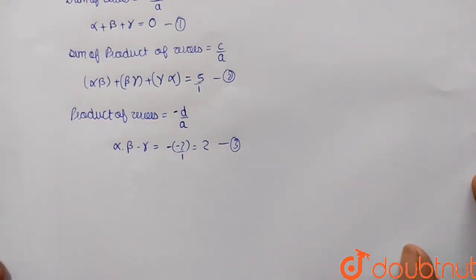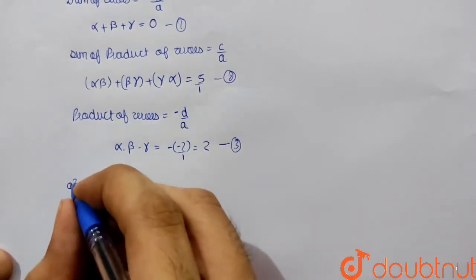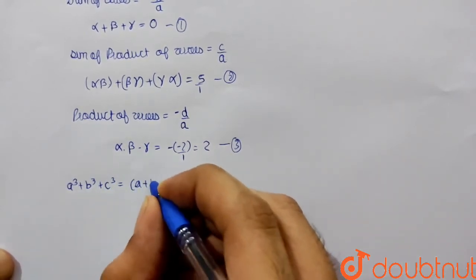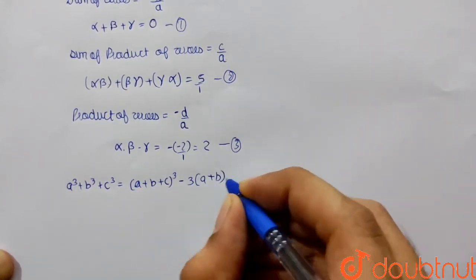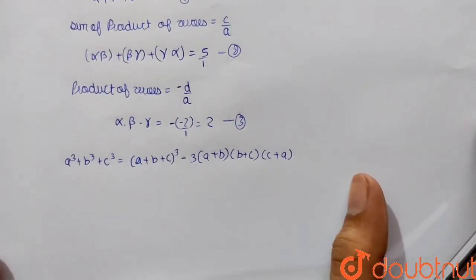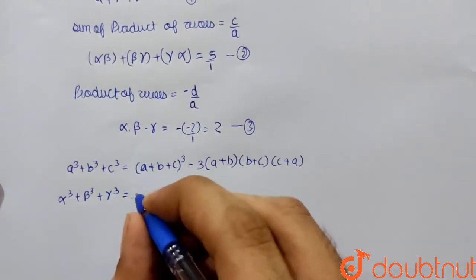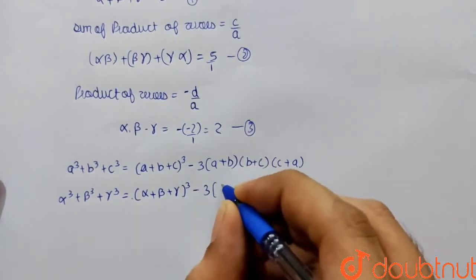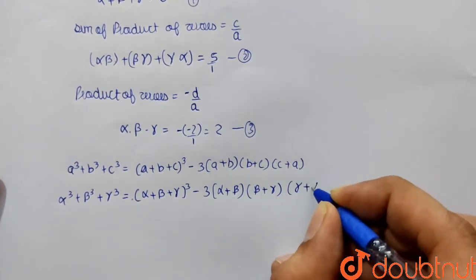Now we have to find the value of alpha cube plus beta cube plus gamma cube. So first of all, let's see the formula: a cube plus b cube plus c cube is a plus b plus c whole cube minus 3 times a plus b, b plus c, and c plus a, right? So similarly, we have to find the value of alpha cube plus beta cube plus gamma cube, which will be equal to alpha plus beta plus gamma whole cube minus 3 times alpha plus beta, beta plus gamma, and gamma plus alpha.